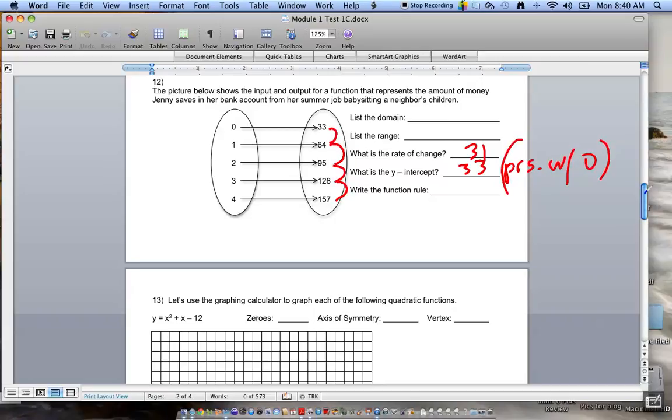And what's the function rule? This is a linear function, so it's always in the form y equals mx plus b. What does m stand for? Slope. We said the slope was what? 31. And b stands for the y-intercept. No, m is the slope, rate of change. B is the y-intercept. What's the y-intercept in the problem, everybody? 33. So I get y equals 31x plus 33. Okay? We already did the next page in its entirety.